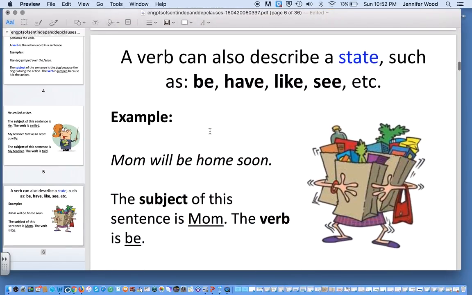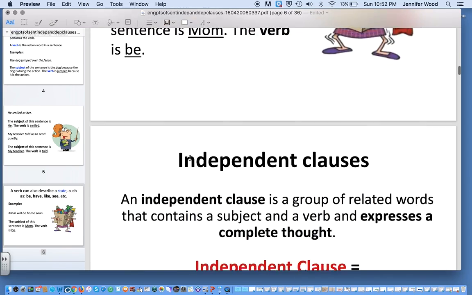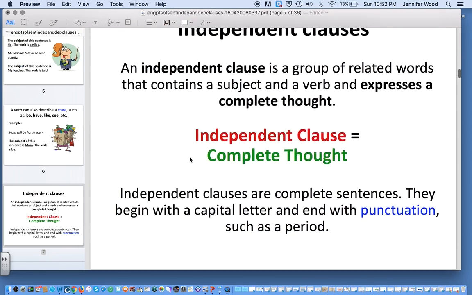A verb can also describe a state, such as be, have, like, see. Example: the subject of the sentence is mom, and the verb is really will be. Okay, so that's a sentence.